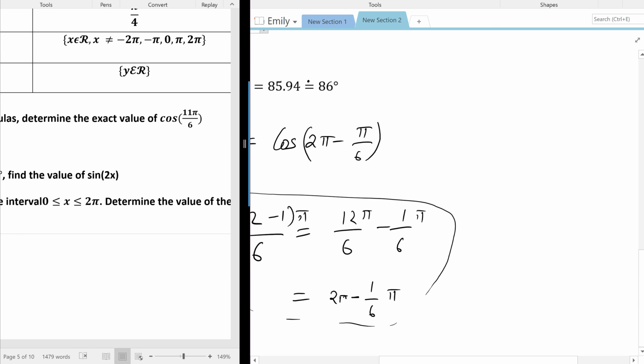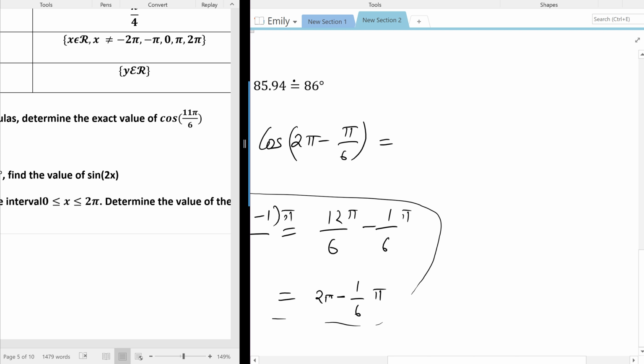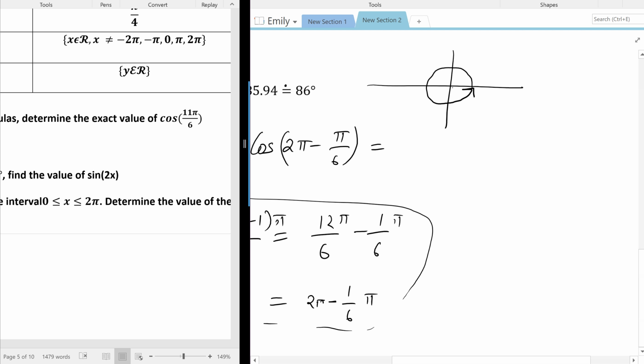Now the next thing, cosine of 2 pi means 360. So you go one cycle, one circle. After completing one circle, you go forward this much. And what is pi over 6? Pi over 6 means 30 degrees. So you go slightly into the first quadrant. So from here to there is going to be 360.